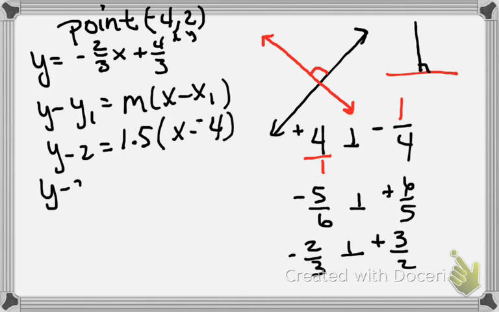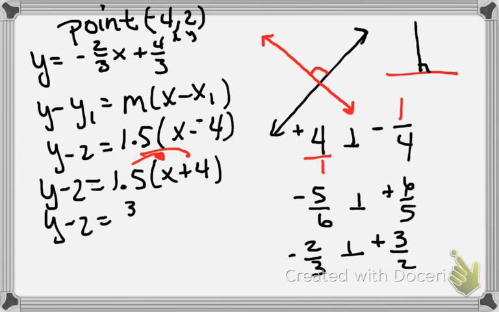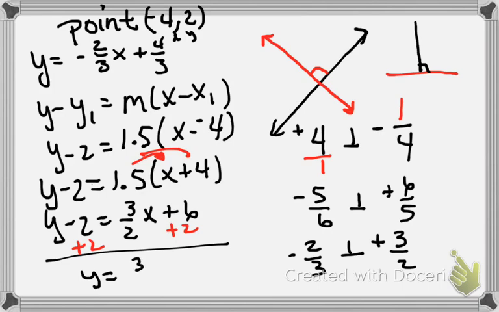So I'm going to clean this up. Now I'm going to distribute 1.5 to both of these. I went ahead and changed the 1.5 back to a fraction, which is 3/2 x. Alright, and 1.5 times 4 is 6. I'm going to add 2 to both sides. And so my final answer is y equals 3/2 x plus 8. And this will be perpendicular to the original equation that we had before.